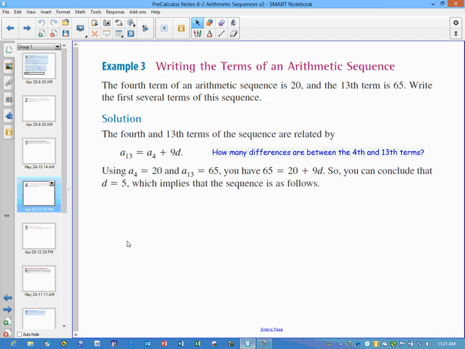Therefore, you're going to have the following sequence. If a sub 4 was 20, then we're subtracting 5 each time. We know a sub 4 was 20, so 5 less than that, 5 less than that, 5 less than that, and this way we're going 5 more. We can see that this is going to be the first several terms.